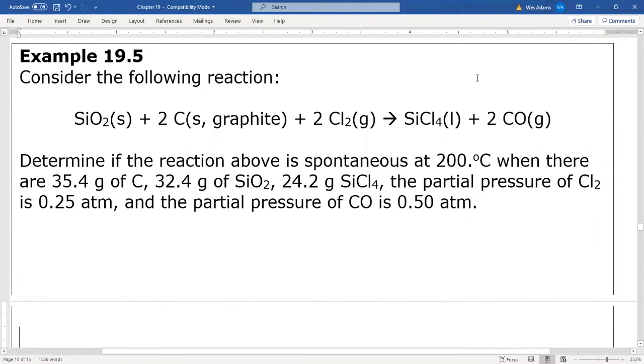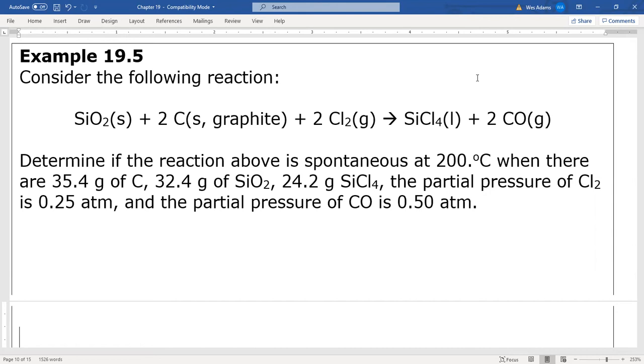Okay, let's look at one last problem. Let's look at this reaction where we've got silicon dioxide reacting with carbon in the graphite form, plus chlorine gas, producing silicon tetrachloride and carbon monoxide. We're going to determine if it's spontaneous at 200 degrees Celsius when there's 35.4 grams of carbon, 32.4 grams of silicon dioxide, 24.2 grams of silicon tetrachloride, and the partial pressure of the things in the gas phase is 0.25 atm for the chlorine and 0.5 for the carbon monoxide.